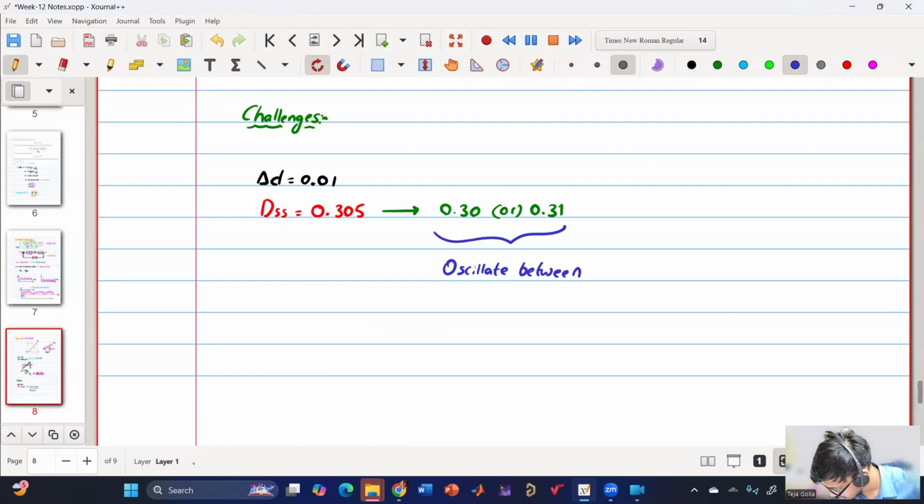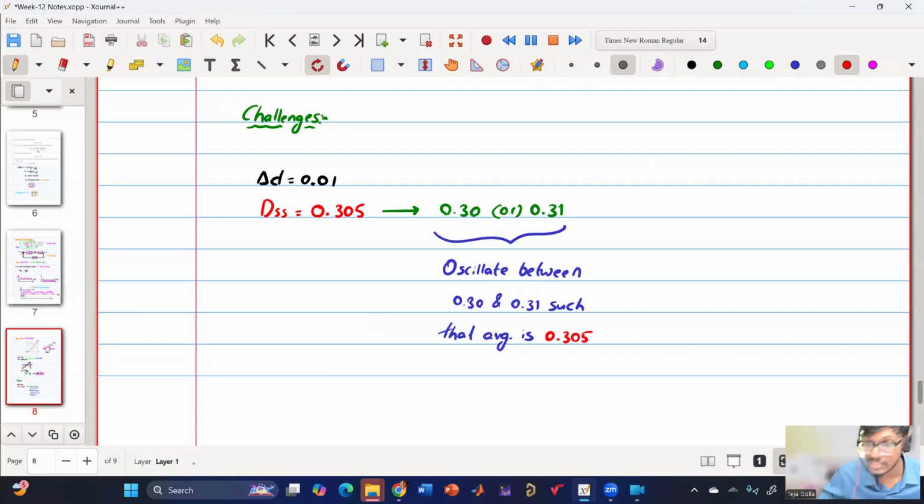So now what happens? It will oscillate between 0.30 and 0.31 such that the average is 0.305. So that's why resolution is very important.